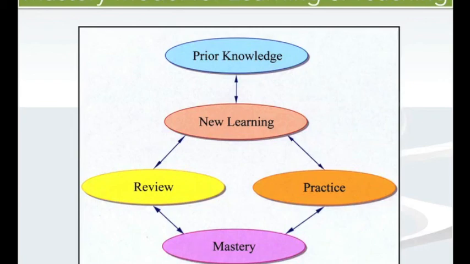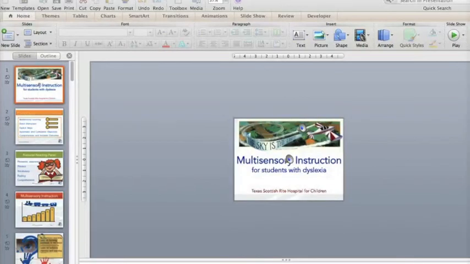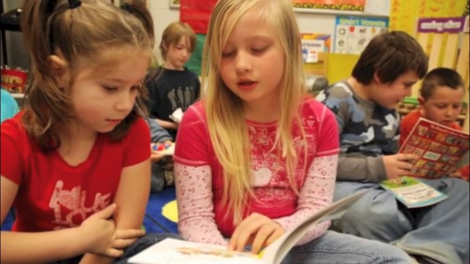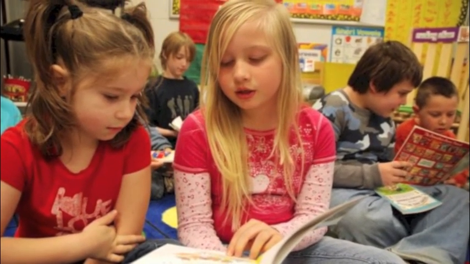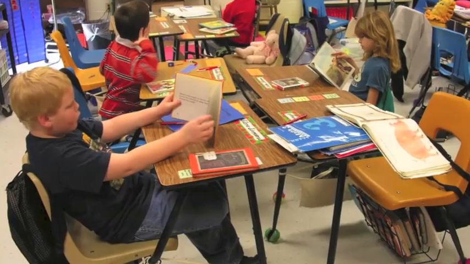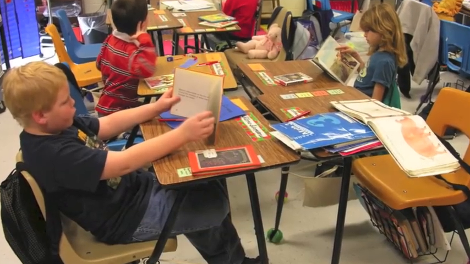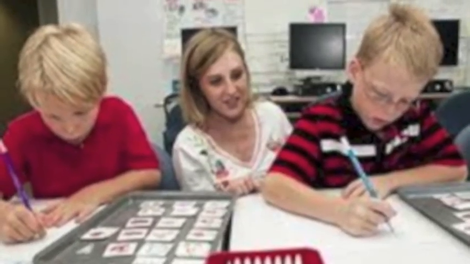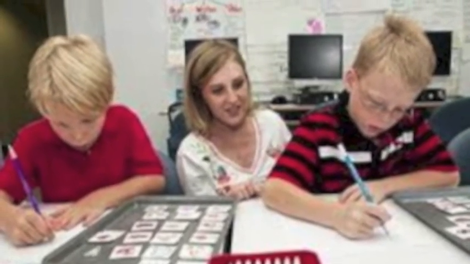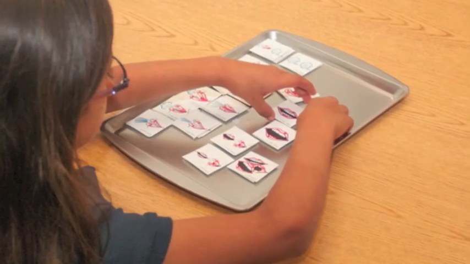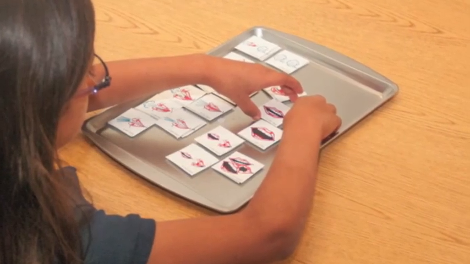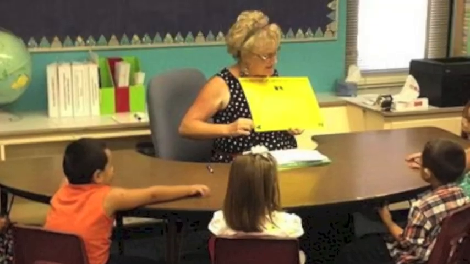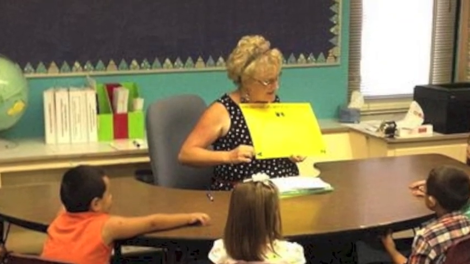When we teach to mastery, we're talking about storing this information and moving it from short-term memory to long-term memory so that our students are successful. So we review, we practice, and then our ultimate goal is mastery of that new learning, everything coming together. Because new learning is very cumulative, we're constantly building on prior knowledge from previously taught information.